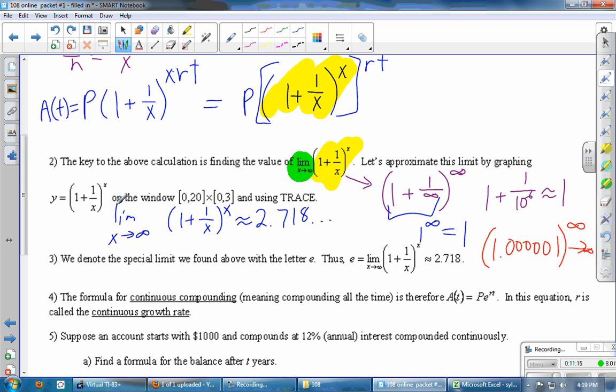So in number 3, it says we use E to denote this number. It's apparently an important enough number that it deserves a letter. And that's not so unusual. Can you think of another instance in math where there's a very important number and it has its own letter associated with it?